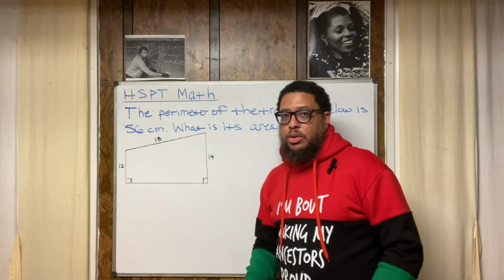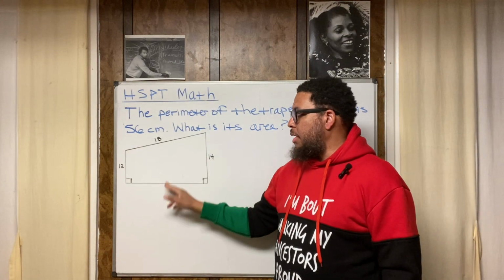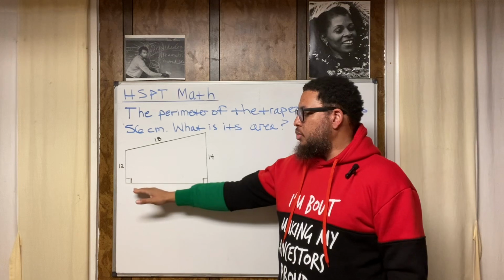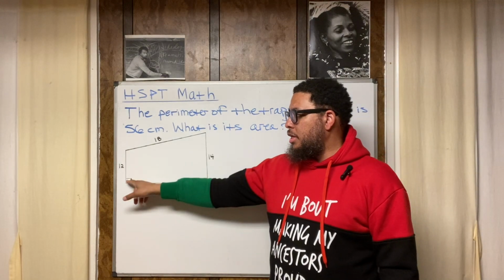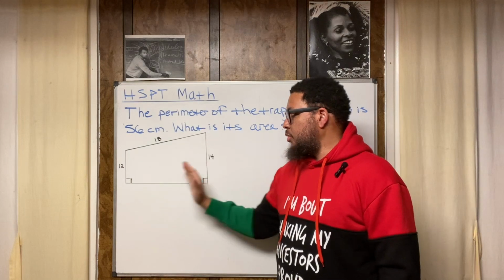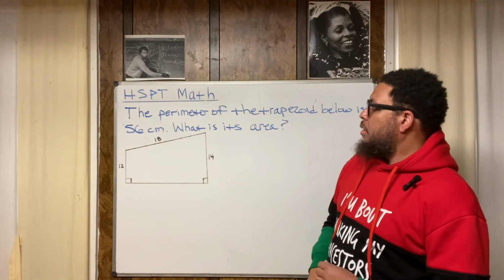So a trapezoid has exactly one pair of parallel sides and one pair of sides that are not parallel. You see how this one is slanted and this one looks like it's horizontal? It is horizontal, and we know it is because of the right angle symbol. If this is vertical, this has got to be horizontal.